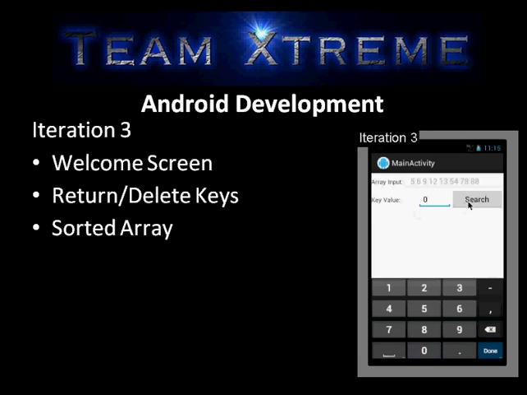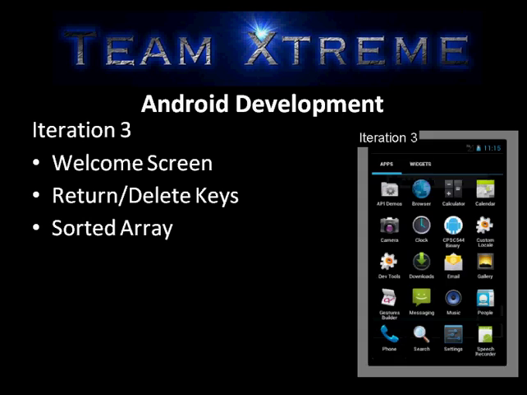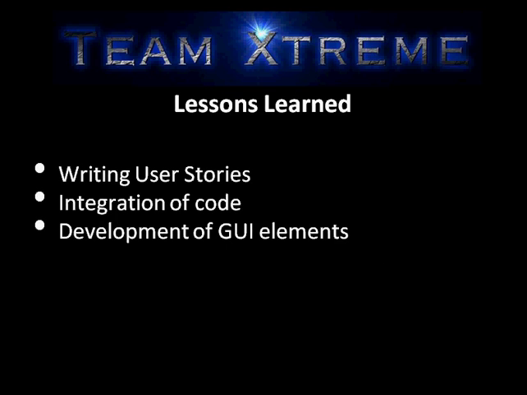Lessons learned. Lesson learned number 1, writing user stories. We had a late start generating our user stories prior to our first iteration. This caused a time constraint for development in our first iteration. A proposed resolution would be to start writing our user stories earlier in the process to give us more development time.